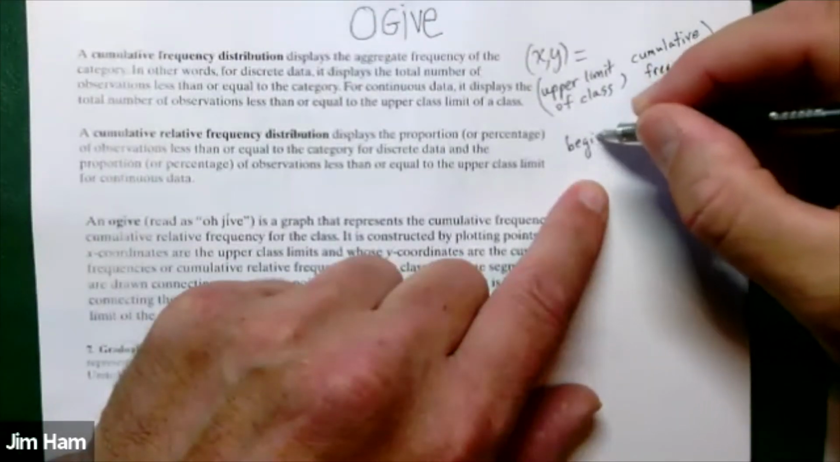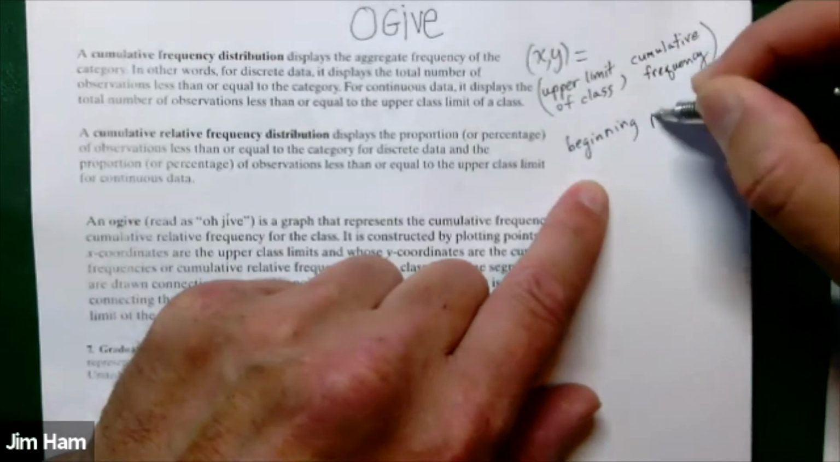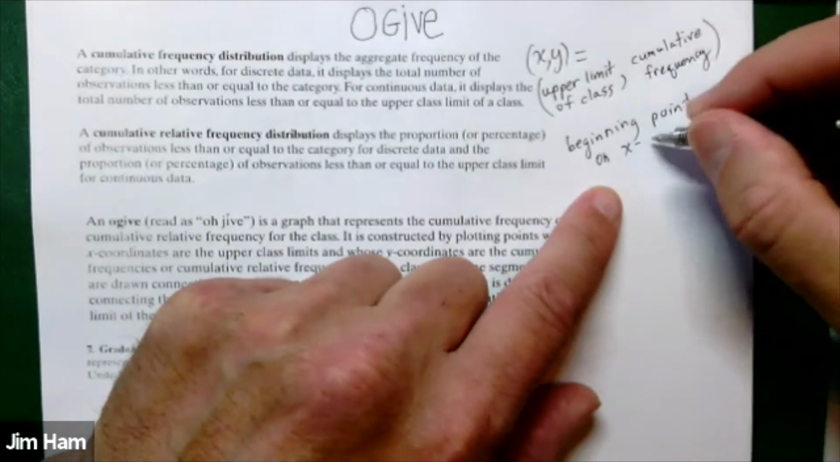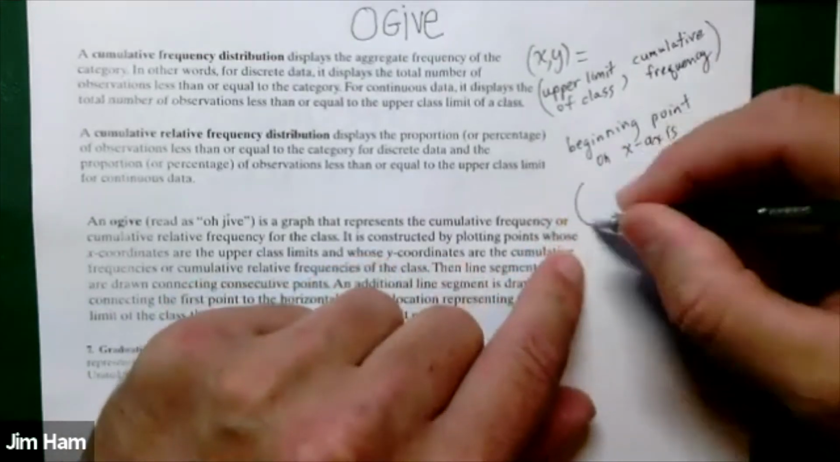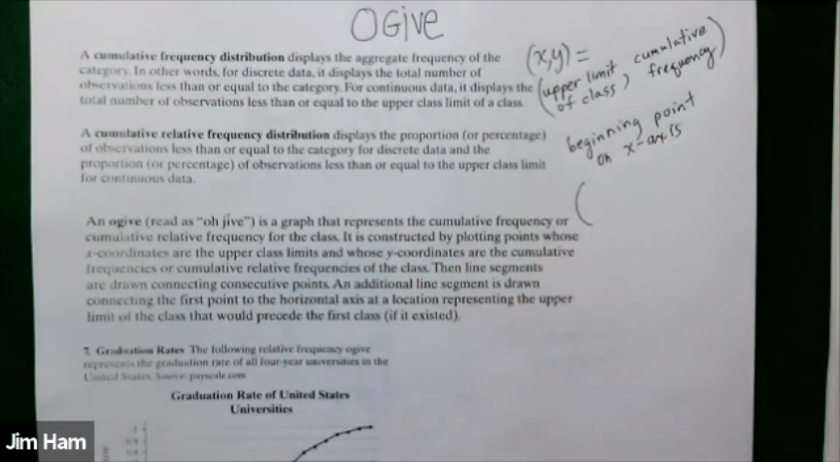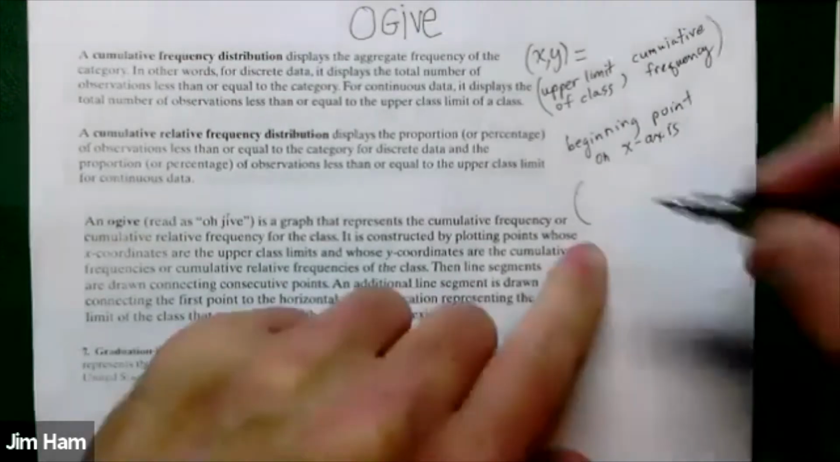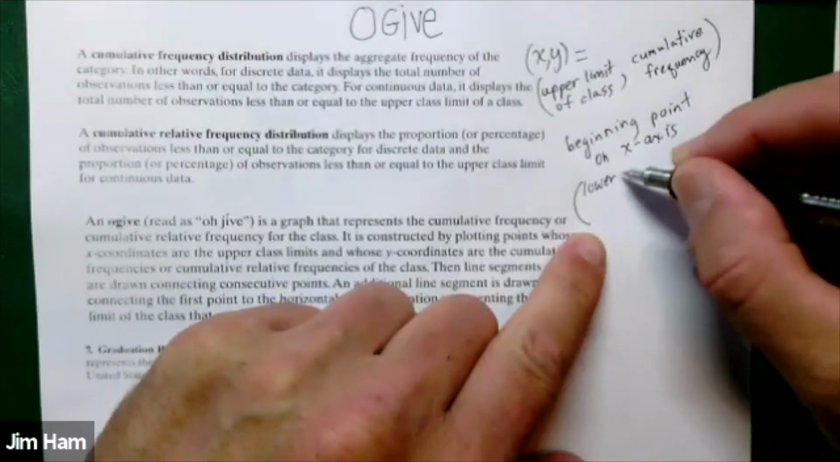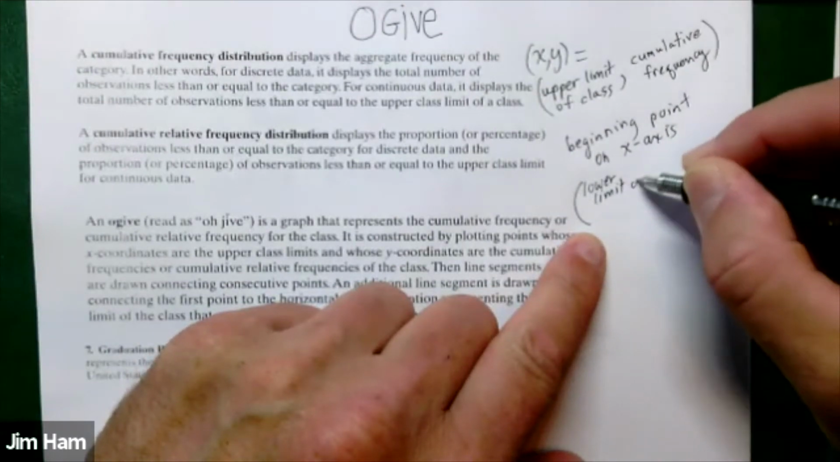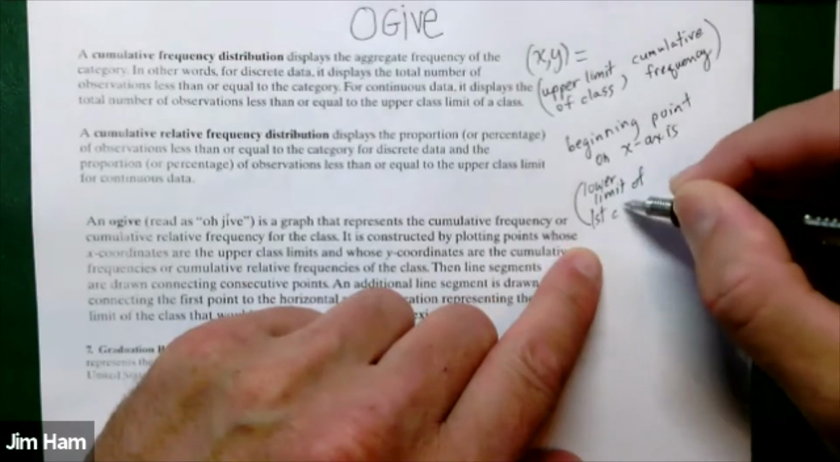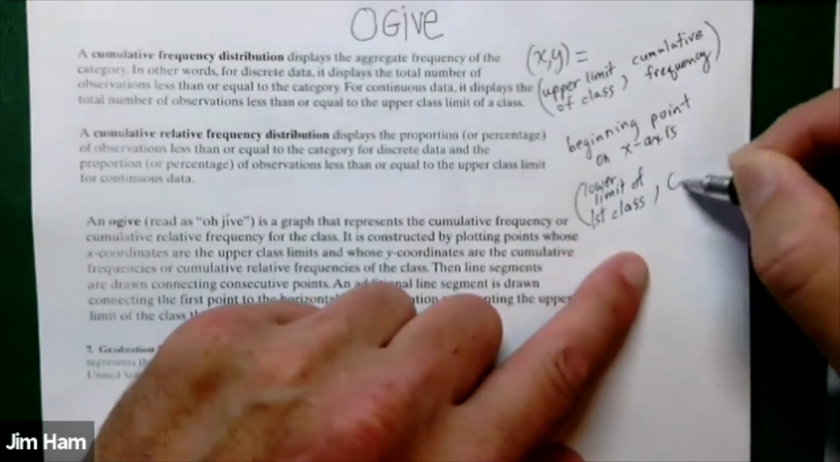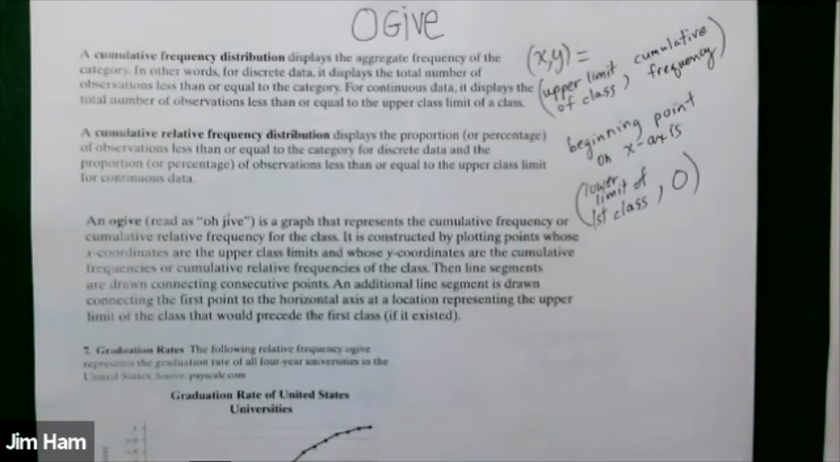In this graph, we also have a beginning point on the x-axis. And the coordinates there would be the lower limit of the first class as the x, and then the y-coordinate would be 0. Now, we're not going to add an ending point to an ogive, just the beginning point. So lower limit of the first class and 0. So one additional point.